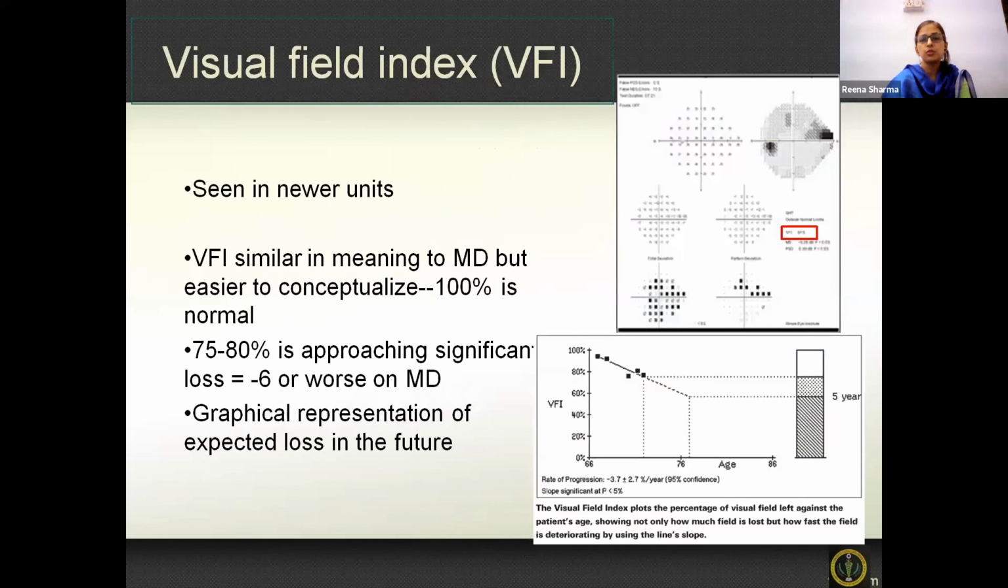So coming to the visual field index, this is a parameter that is seen in newer units. It is mentioned in percentages, and it varies from 100 to 0%. So 100% is considered normal, and 0% is completely blind. And a VFI of 75 to 80% means that the field has a significant loss, or a significantly depressed mean deviation value, so it is around -6 dB or worse. In addition, VFI can be represented in a graphical form in trend analysis, which tells us the expected loss of VFI in the future.